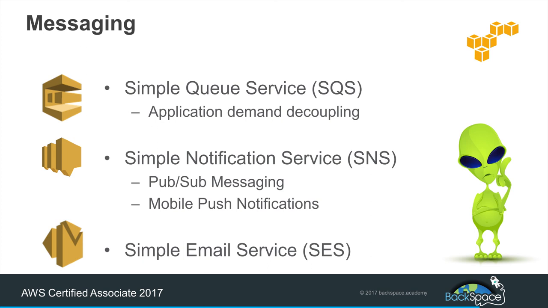In the messaging category, we have Simple Queue Service, or SQS, and that is a serverless service for decoupling our applications from demand. What I mean by that is, for example, if we have an application that is processing messages or whatever it's doing, we can use Simple Queue Service as a queue in front of our application. So if that application all of a sudden receives a massive amount of demand, those requests for processing will go into the queue, and they will be built up in the queue until such time as our processing server is able to process that and reduce the queue size.